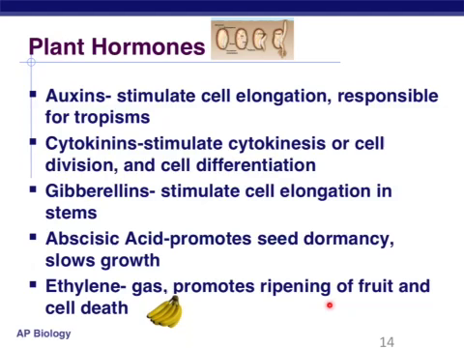Cytokinins stimulate cytokinesis, or cell division, and cell differentiation. Gibberellins stimulate cell elongation in stems, so they help your plant to grow taller. Abscisic acid promotes what we call seed dormancy.